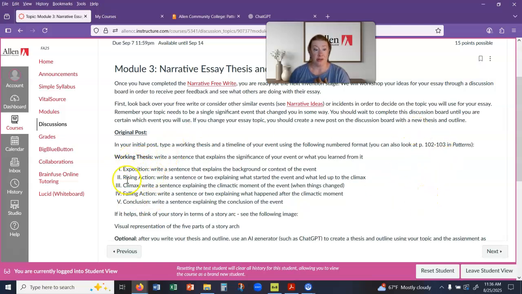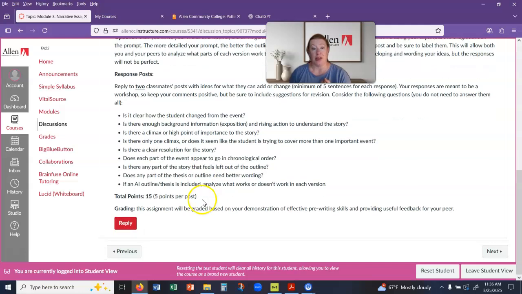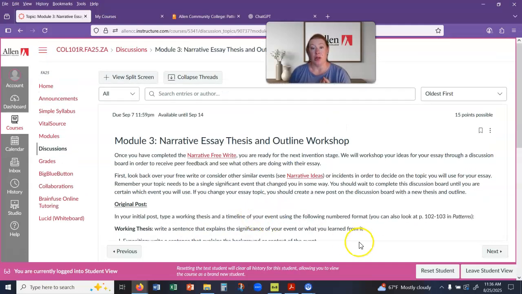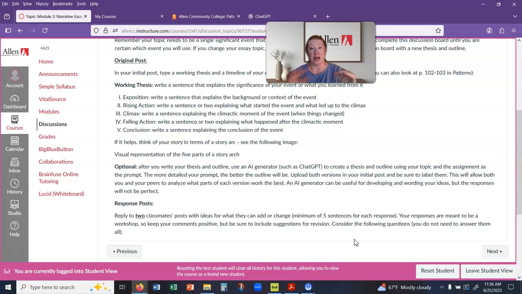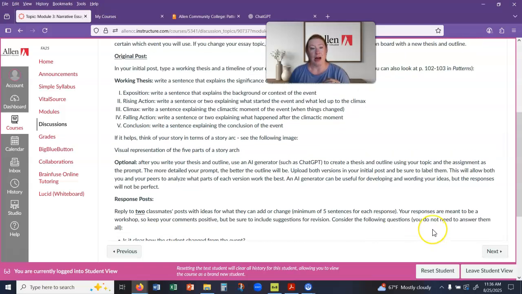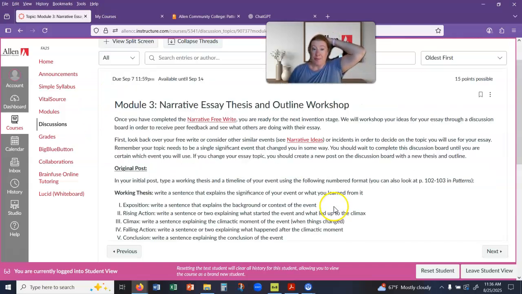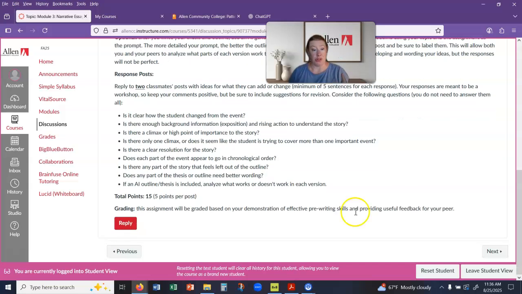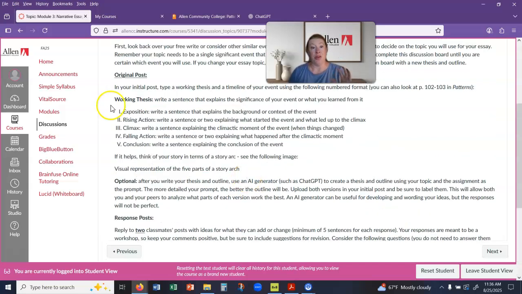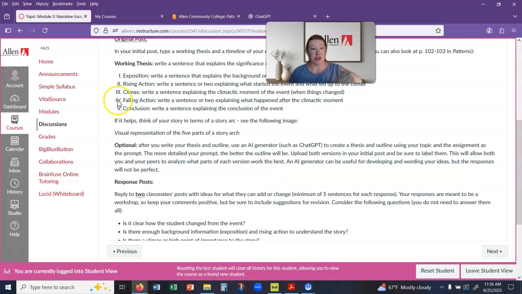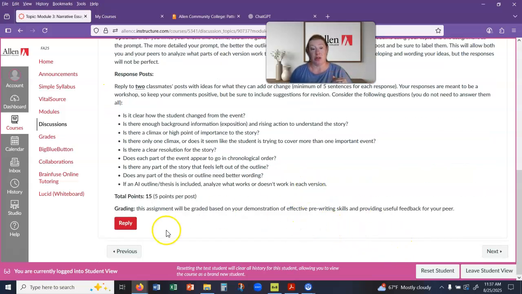So for a narrative, because we're following along with a story arc idea, you're going to be looking at that. My image is not showing up here. I'll make sure that that image is visible, but it's like a story arc. And so you start with the exposition, background, context, rising action, climax, falling action, conclusion. You can just write it out with your thesis, and then in an outline form, and then post it on the discussion board.